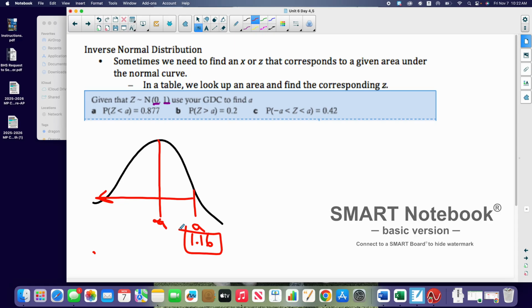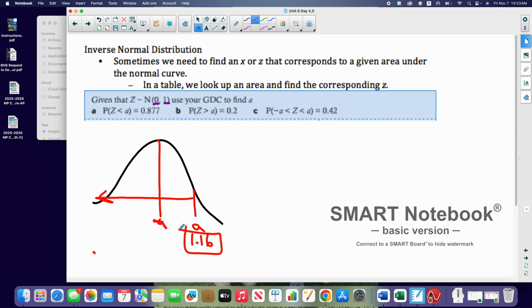All right. Now, here's what else this means. That right there, that is my z-score. It's standardized. 0 is the mean. 1 is the standard deviation. This is the z-score. If I wanted to score in the 87.7 percentile, everybody that scores in the 87.7 percentile would have a z-score of 1.16. It does not matter the test.